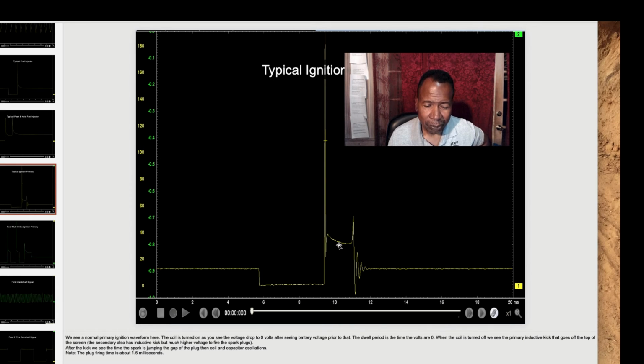Right here is my spark line, how long the spark lasts across the spark plug. Usually it's about 1.3, 1.5 milliseconds, depending on the car. And again, here we see our dissipating oscillations from the coil, and back down just below system voltage again. Again, this is a known good waveform from the primary ignition circuit.